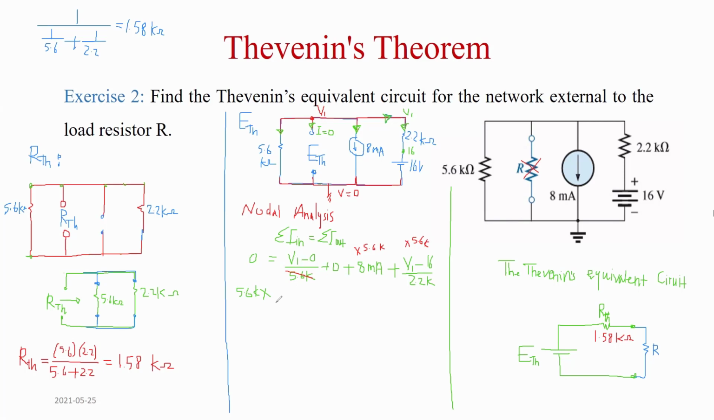So 0 equals V1 minus 0 plus 0. When we multiply this by 5.6k, the k will cancel the milli. 10 to the negative 3, 10 to the power 3 cancels out. 5 times this is 40, and that is 44.8, I think.